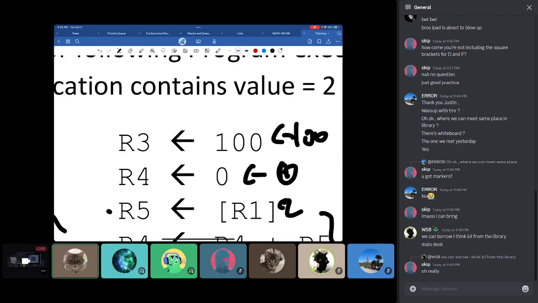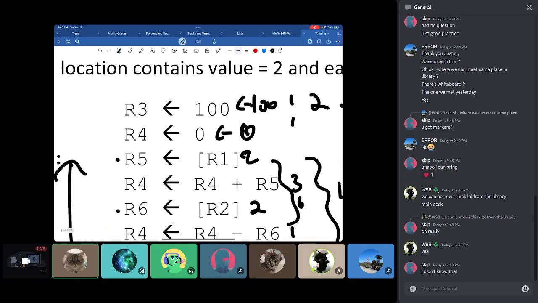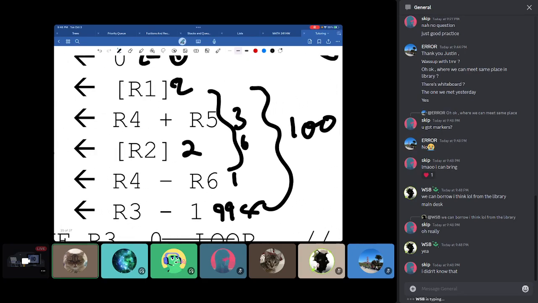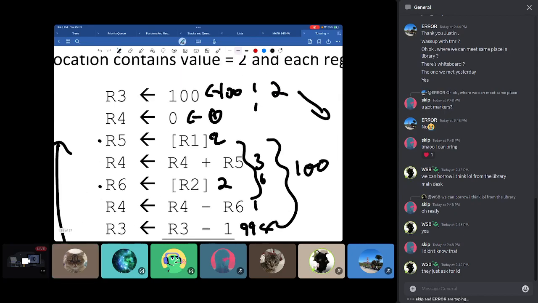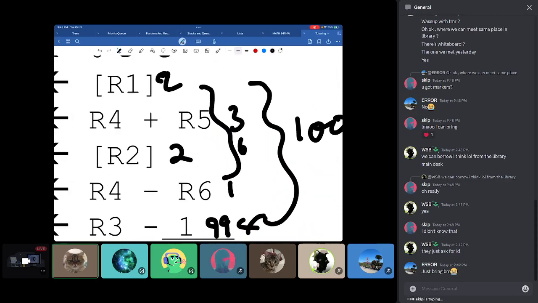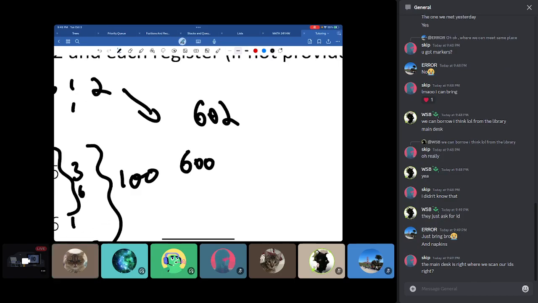So the first 2 lines are just 2 because they're not a part of the loop. And then this loop has 6 instructions that run 100 times. So that's 2 plus the 600 instructions. That's just 602.